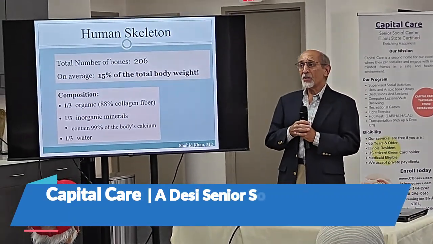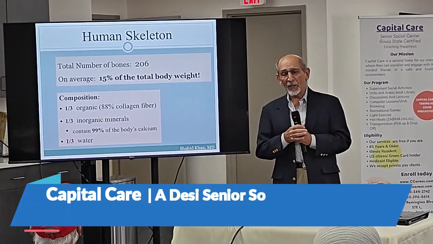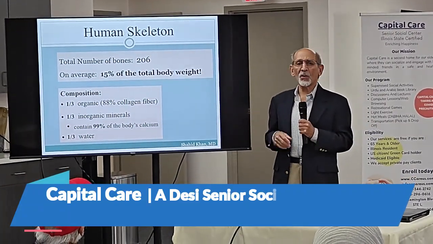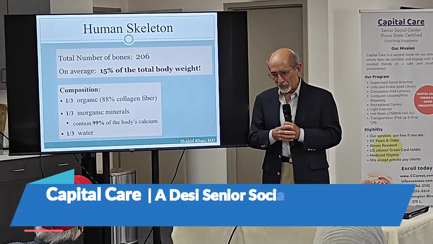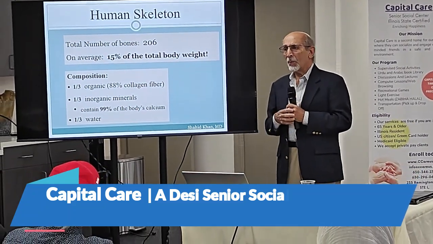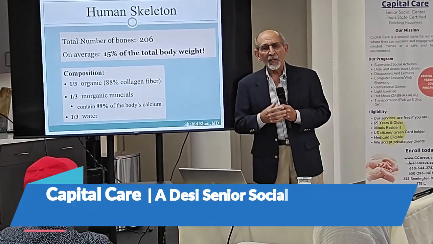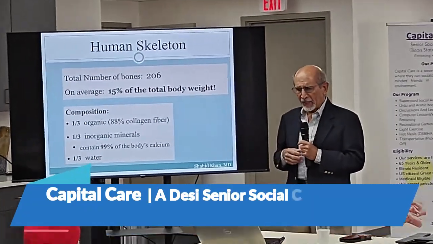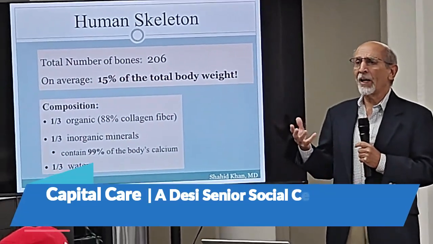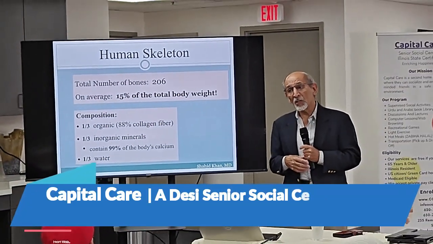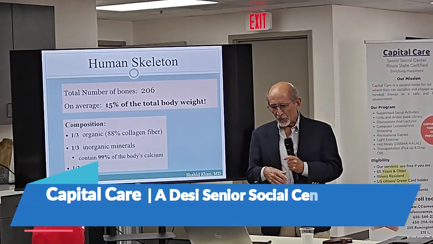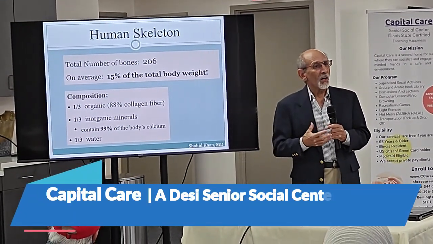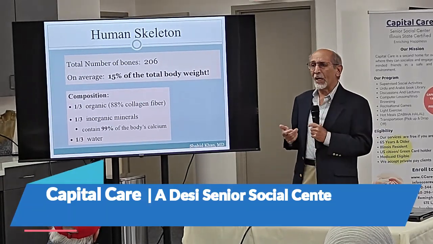There are 206 bones in the human body, and they account for 15% of our weight. The bones are made of about a third organic material, collagen and so on, a third inorganic chemicals, and a third water actually. So it's almost equally divided. And bones are where we store 99% of the calcium that we need.